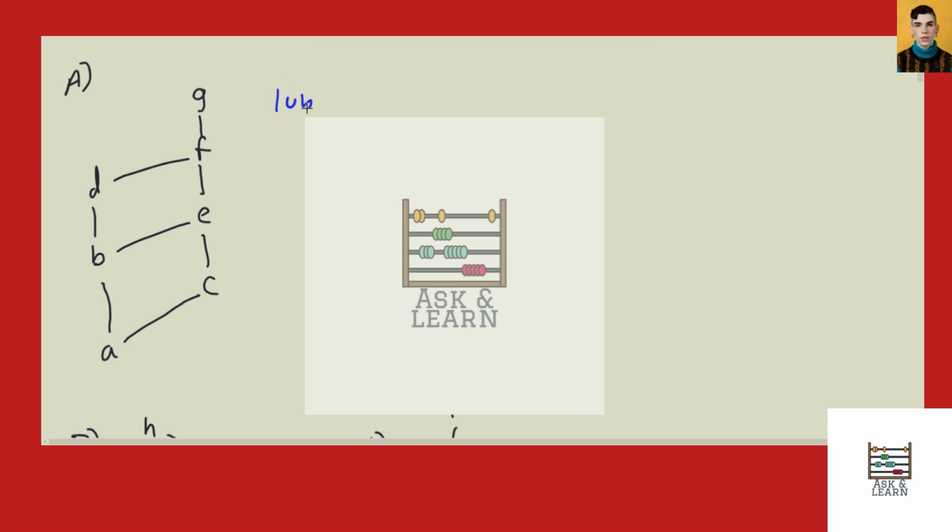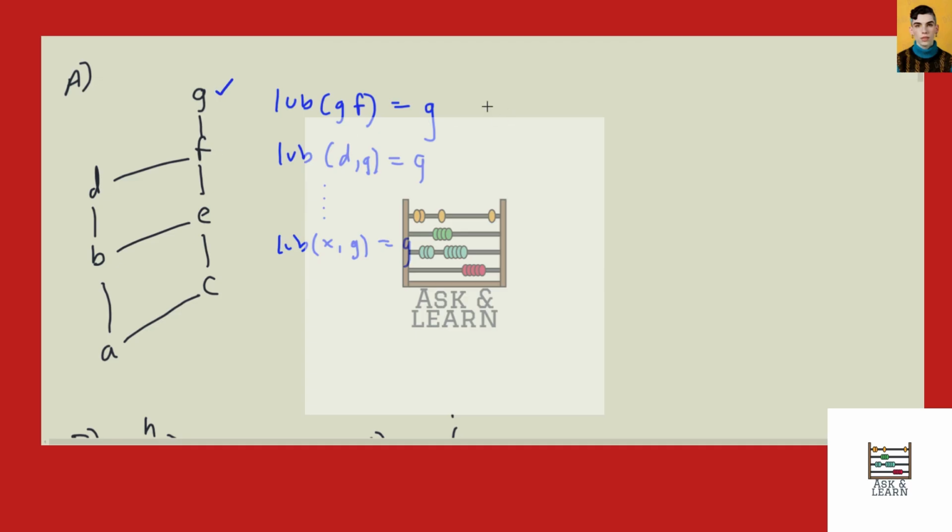So what about the lowest upper bound of G and F? Well, the upper bound for these would be G, and that would be the smallest, so that's just G, and that looks good. Now, what about the lowest upper bound of D and G? Well, that's also G. So you can first notice that the lowest upper bound of any element X with G is going to be G. So it doesn't look like we really need to check that.